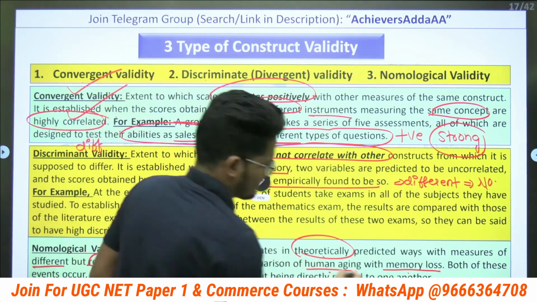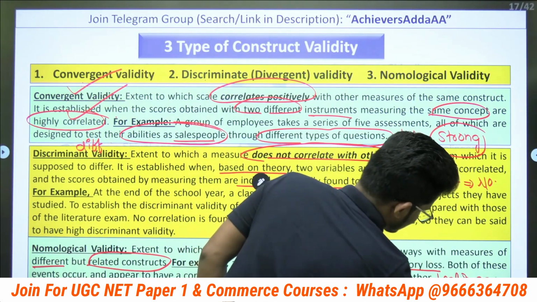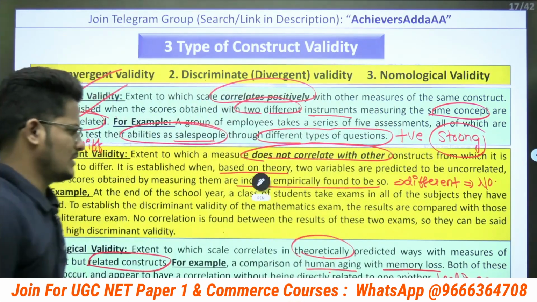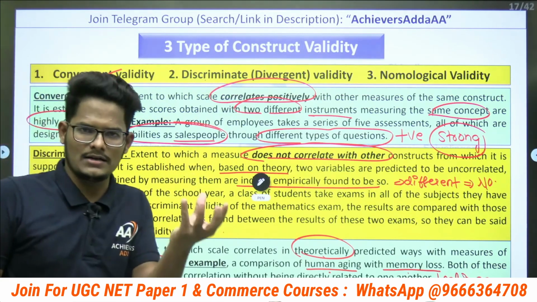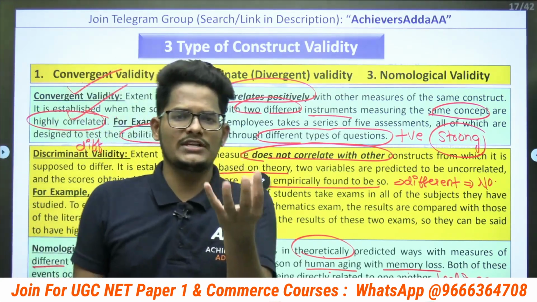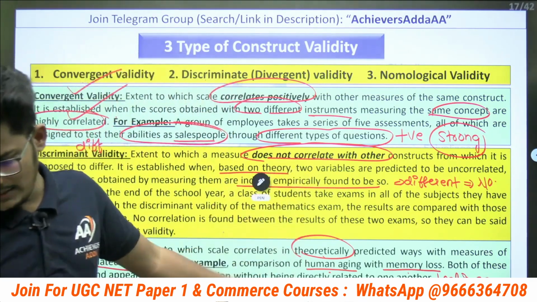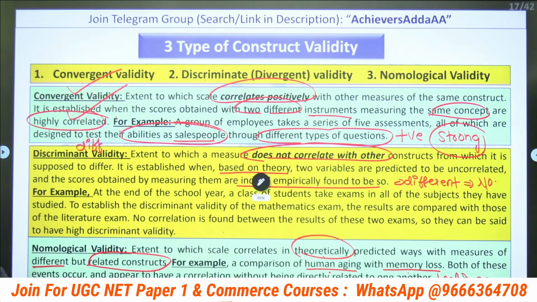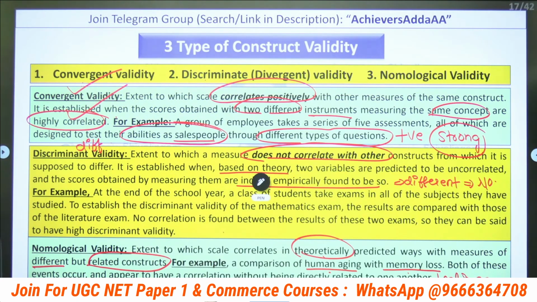Their indirect way of relation is there. Indirect way of relation. So that's what nomological is. There is no direct relationship existing between the two theoretical variables. When you are in a position to establish a relationship in an indirect way, that indicates nomological validity.